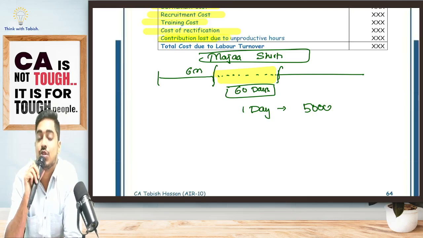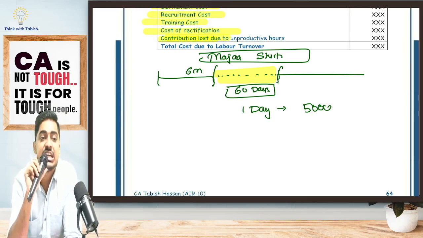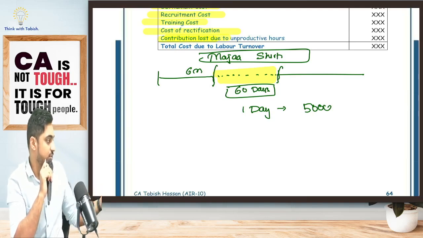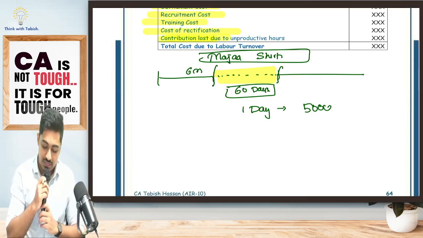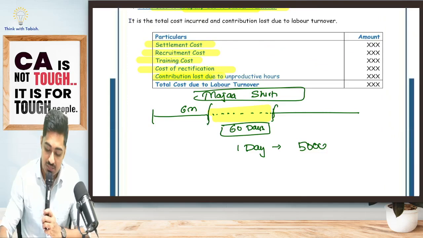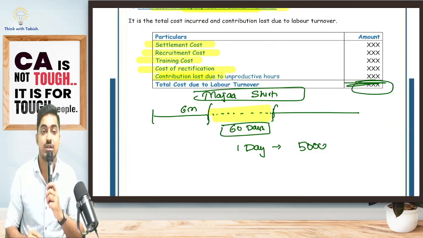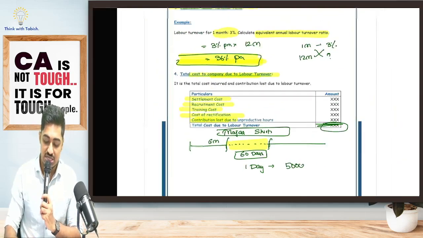That means if Manish is not there 1 day, what is the loss? 5,000 is the loss for 1 day. For 60 days, what is the total loss? 5,000 per day into 60 days, it is going to be 3 lakh loss. Yes or no, everyone? Perfect. That is going to be the contribution loss due to unproductive hours. We will add all that and we will get the total cost of labor turnover. Is this clear, everyone? Yes.